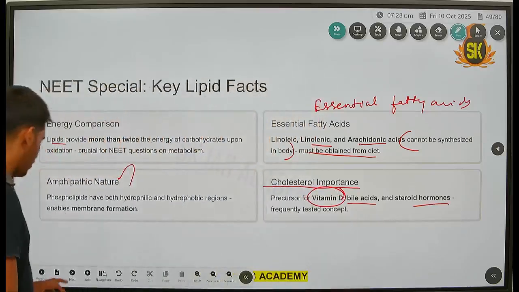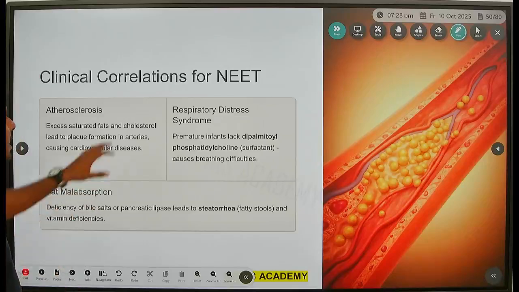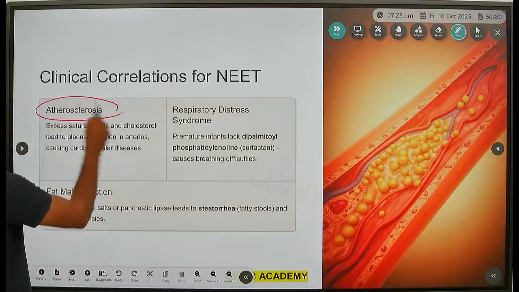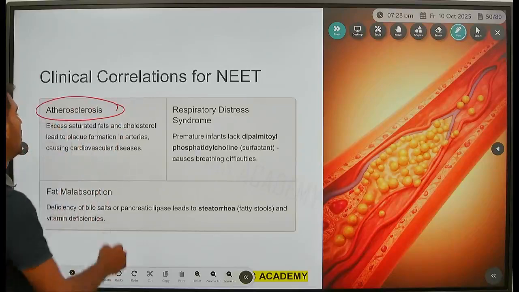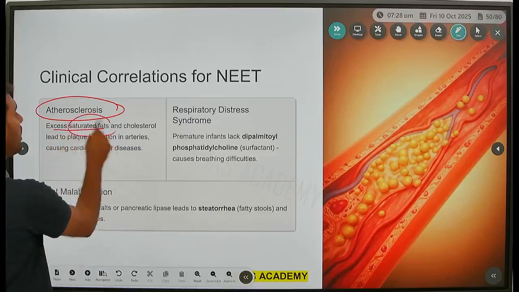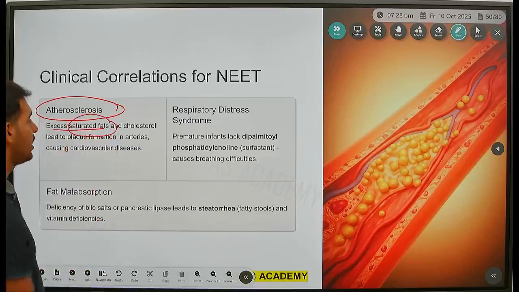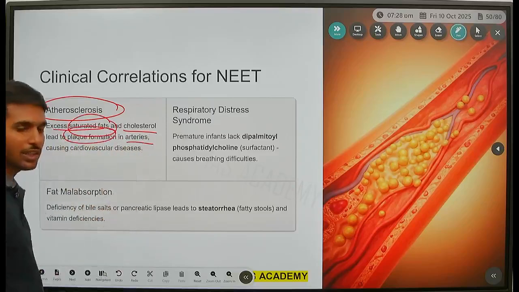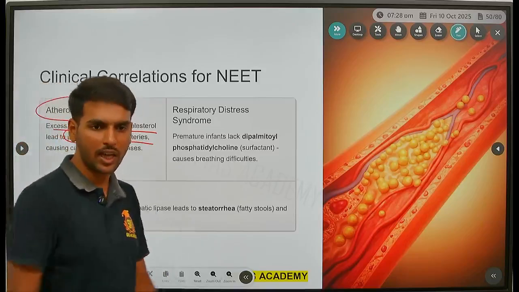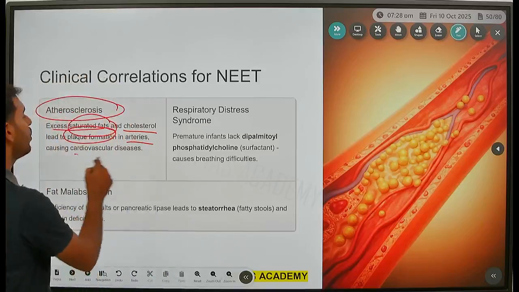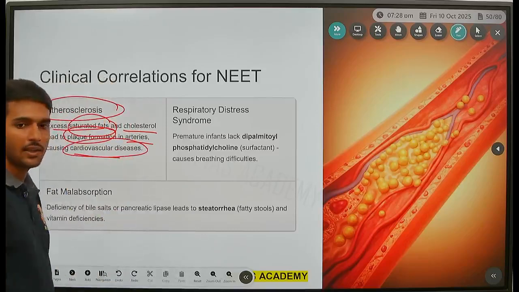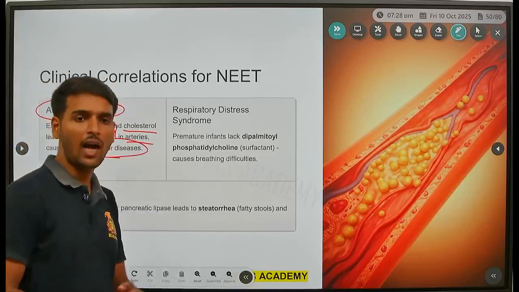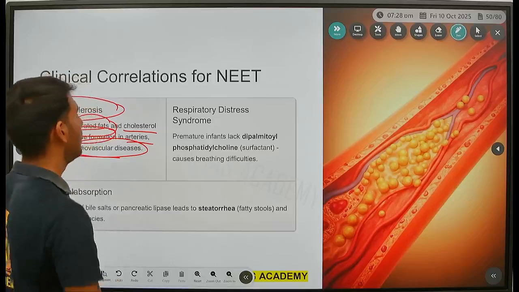Now, clinical correlations. Atherosclerosis, already I have mentioned it. So, excess saturated fat. What type of fat? Saturated fat and cholesterol lead to plaque formation in the arteries. What is plaque? It will block the arteries, causing cardiovascular diseases like stroke, heart attack, all those things.